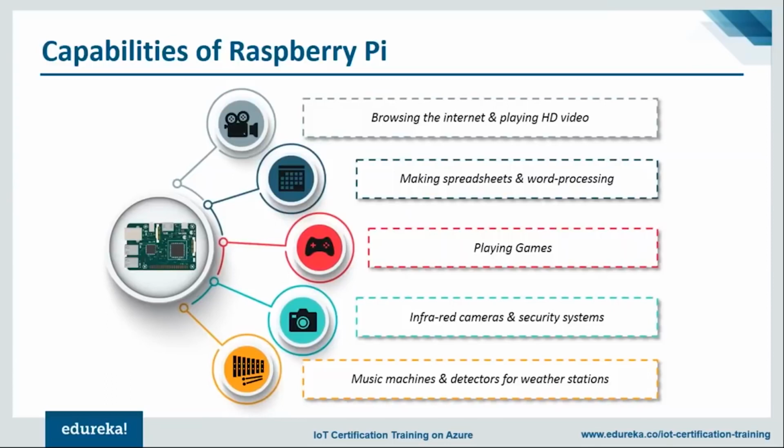Then you have various add-on capabilities like infrared cameras and security systems which can be built keeping Raspberry Pi as the core hardware. Then you can also use music machines as well as weather station detection, which we had actually done in our previous session. Now these are just some of the top capabilities that I have picked up from the list. Raspberry Pi today has become one of the biggest components that has enabled users to achieve and create a lot. Today, the capability of Raspberry Pi is restricted just to your imagination. Whatever you can imagine can be done using Raspberry Pi given the amount of effort put into that.